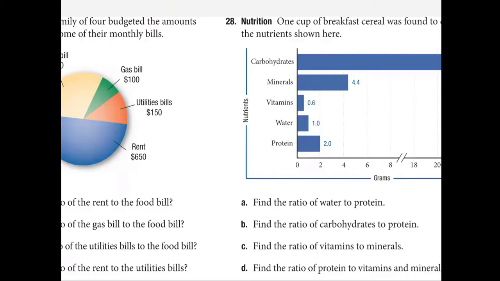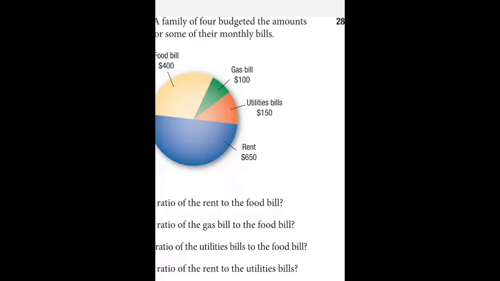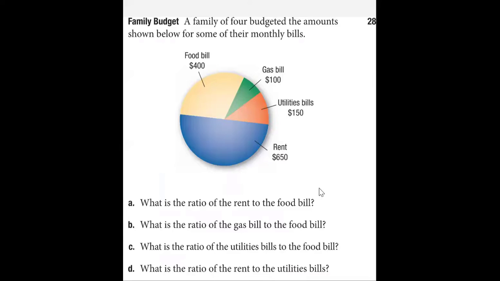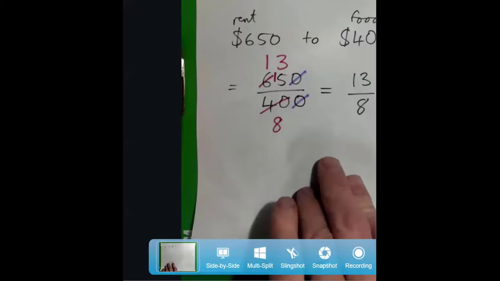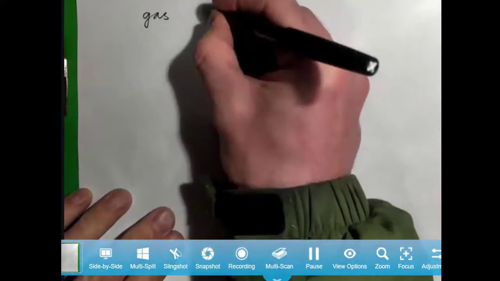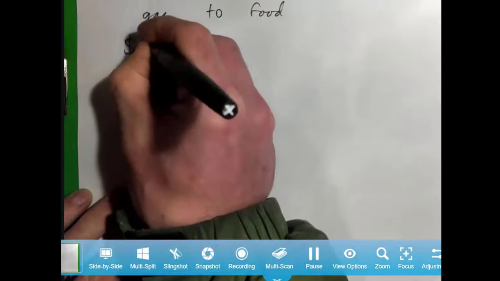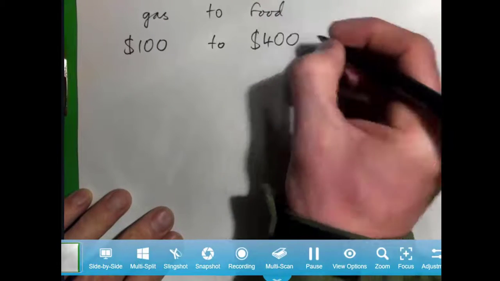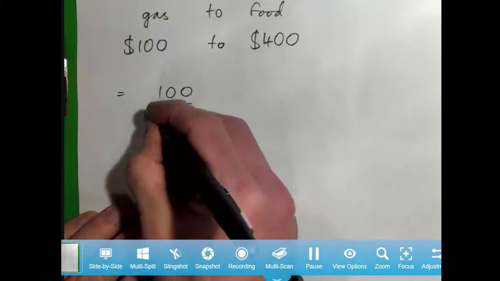Okay, so back to this thing. It's the same problem, 27, but B, what is the ratio of the gas bill to the food bill? So can you see my computer screen, the problem on the computer now? Yes. Cool. So ratio of gas to food. How much do they spend on gas? They spend $100. And how much do they spend on food? $400. Okay, so it's gas to food, right? So let me go to the paper again, and you can see my paper now, right? Yes. Okay, so the gas was 100. We're looking at gas to food. So $100 to $400, which can be written as a fraction like this: 100 over 400.